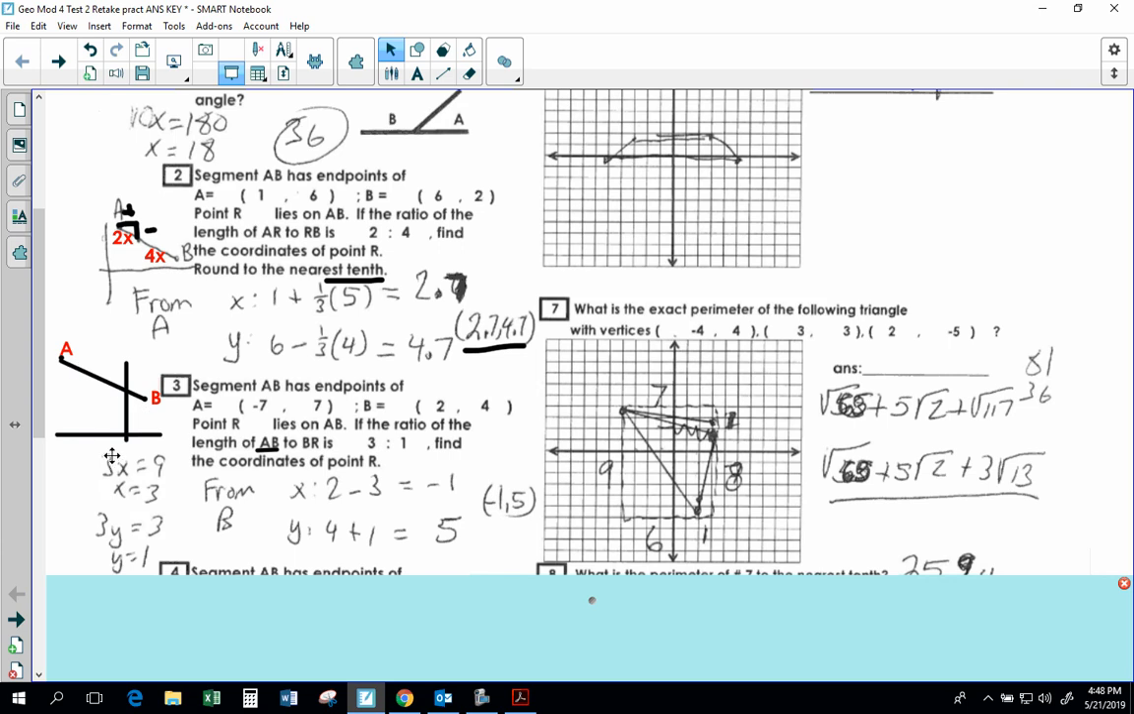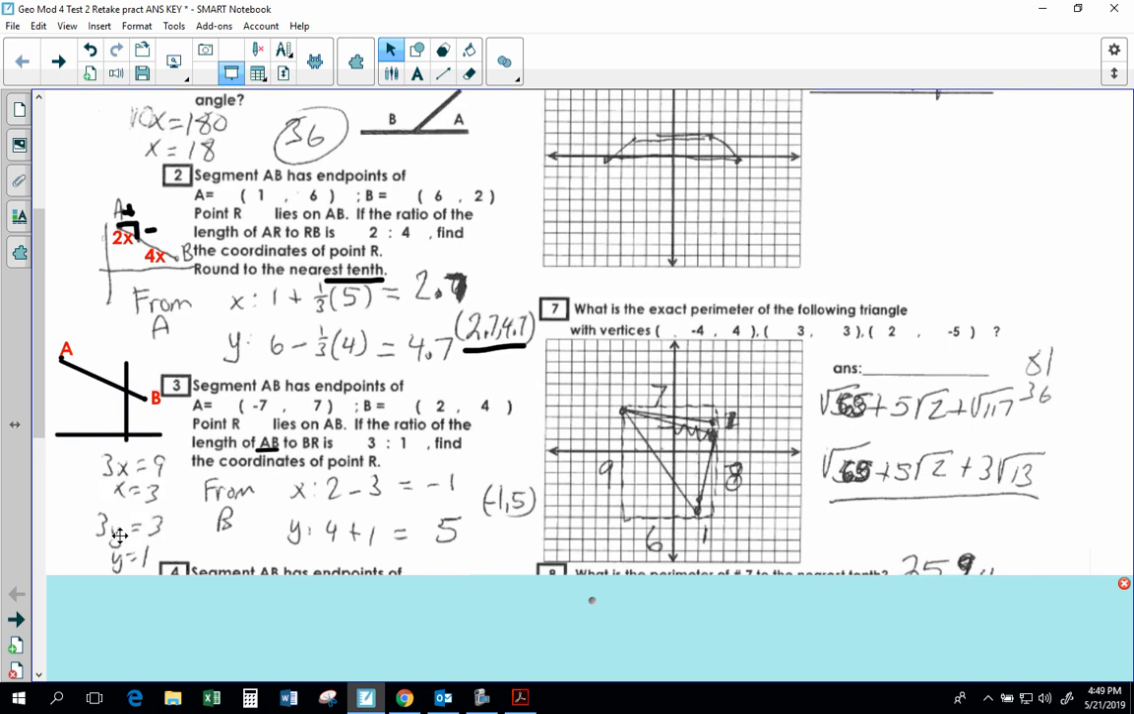So 3x equals the total x distance, and 3y equals the total y distance, because A to B is the total distance. It's not like up here. Now look, the total distance from -7 to 2 is 9. That's why we have 3x equals 9, so x equals 1. So every time we move 3 in the x direction, that's 1 part.